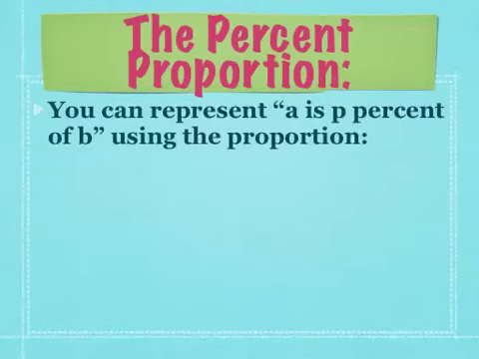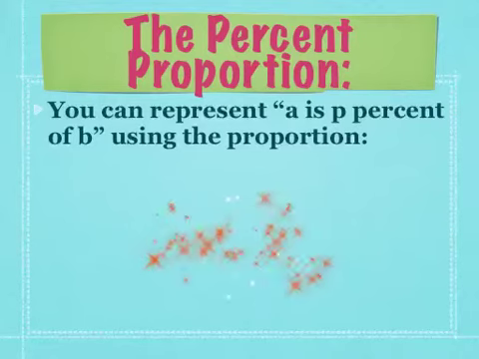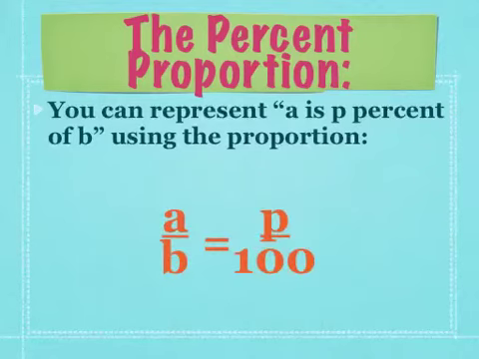The percent proportion. You can represent A as p% of B using the proportion A over B equals P over 100. P stands for the percent. Percent actually means out of 100. So for instance, if you had 60%, you could write it as 60 over 100 and they would be equivalent. So it makes sense that in my proportion, I would have the percent over 100.